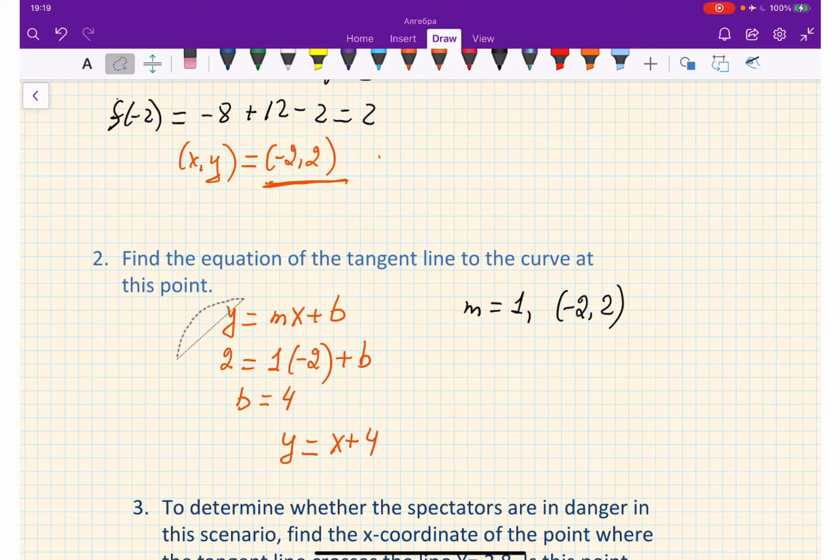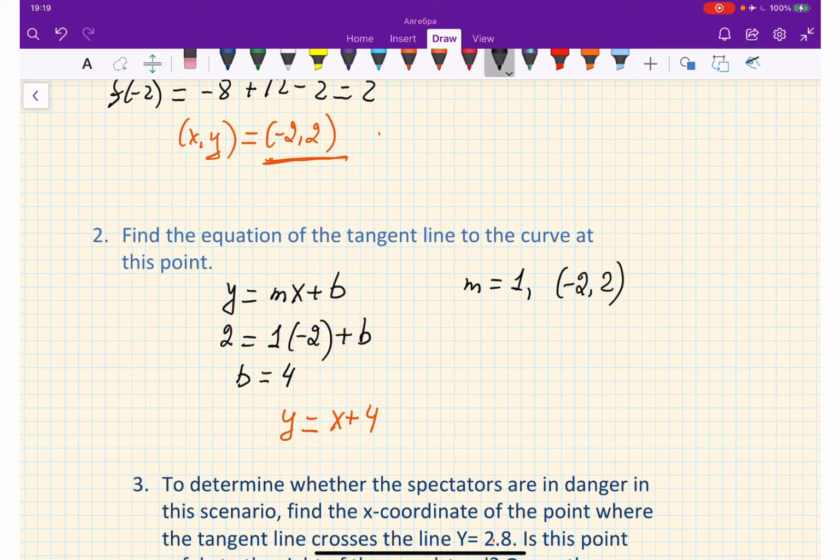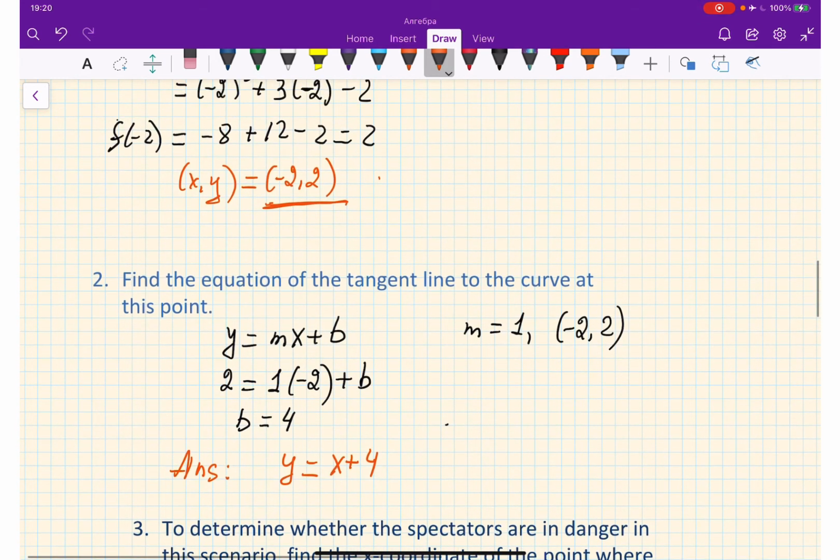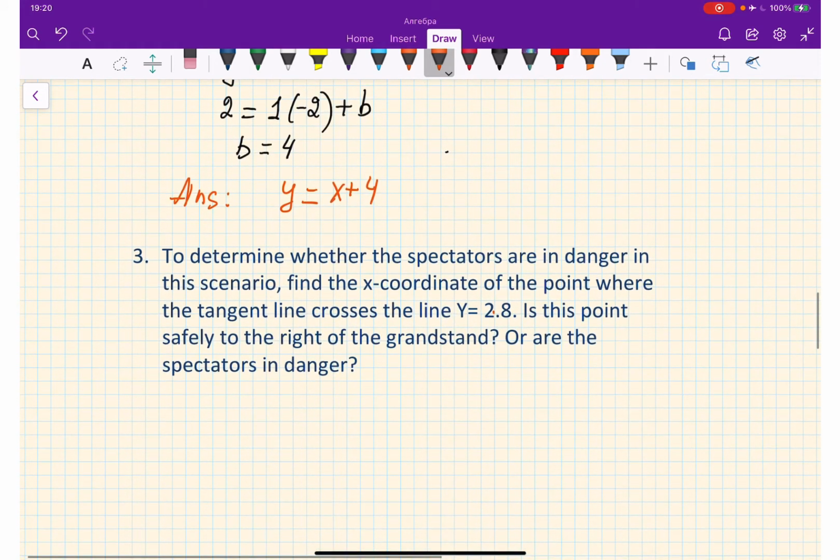Okay, let's change to this working color, and with this light brown color I will write the answer. So y is equal to x plus 4. Let me write that down. Here also I'll add answer. All right, moving to question number 3.